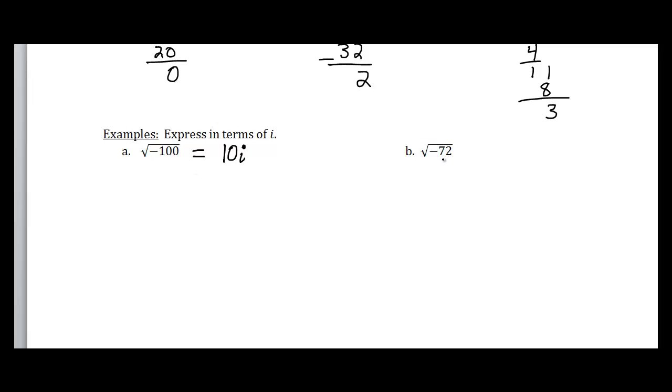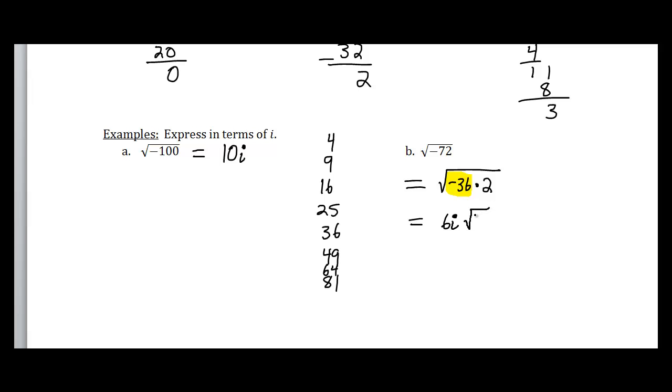Let's look at part B. The square root of negative 72. Of course, 72 isn't a perfect square. But if we look at our list of perfect squares, 4, 9, 16, 25, 36, 49, 64, 81, and so on, the largest one on that list that goes evenly into 72 is 36. So I'm going to write this as the square root of negative 36 times 2. Now that I have my perfect square, it is a negative, so when I take the square root of negative 36, it's going to be 6i, and then my square root of 2 remains there.